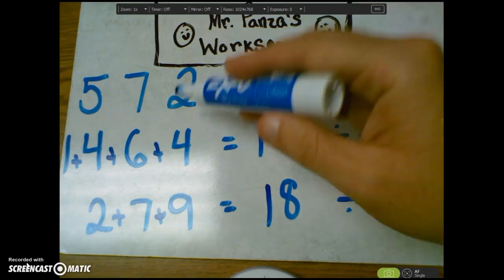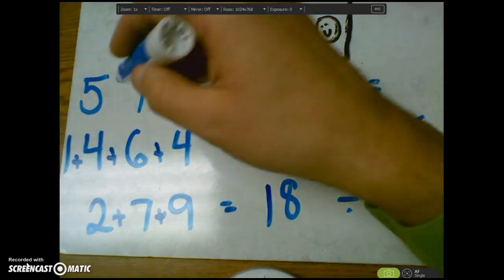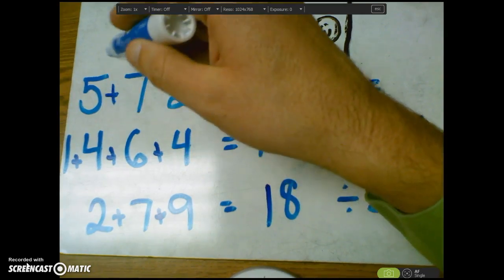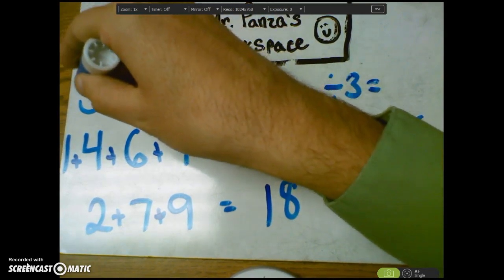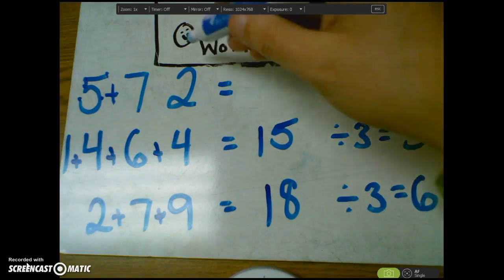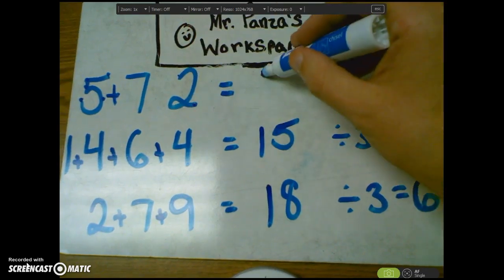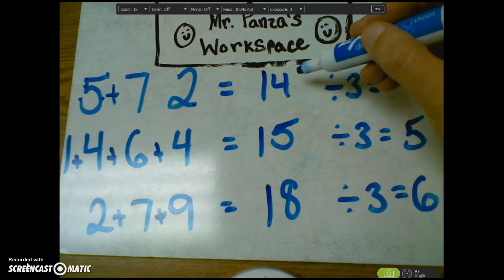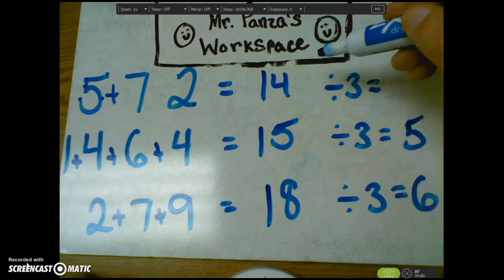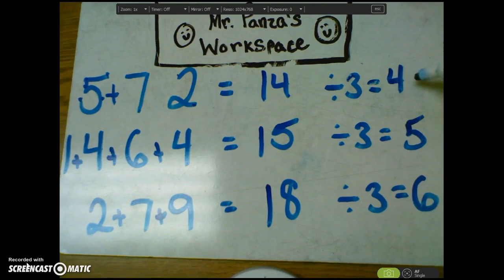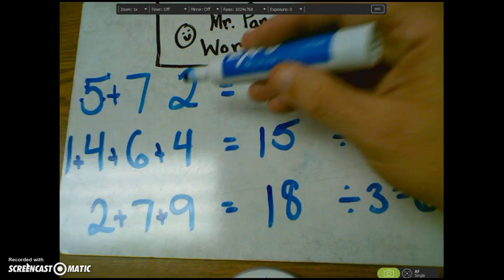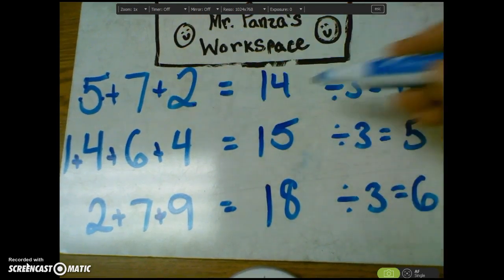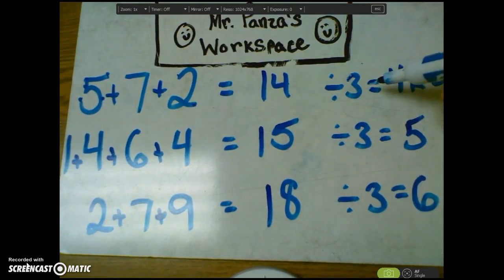However, the same cannot be said for 572. When I add 5 plus 7 plus 2, counting up with my touch points, 14 is my total, and if I tried to divide 3 into 14, I would get 3, 6, 9, 12, 4 with a remainder of 2, which tells me that 572 is not divisible by 3.